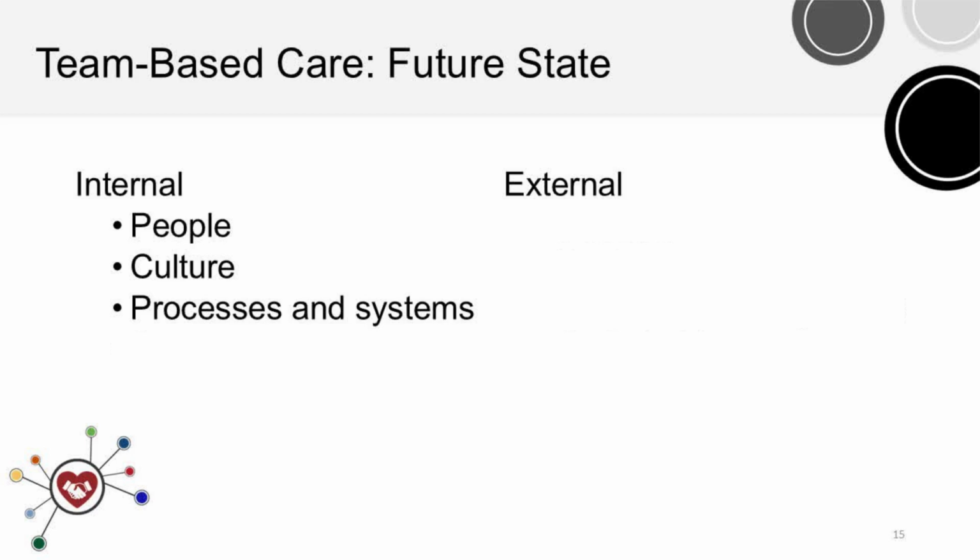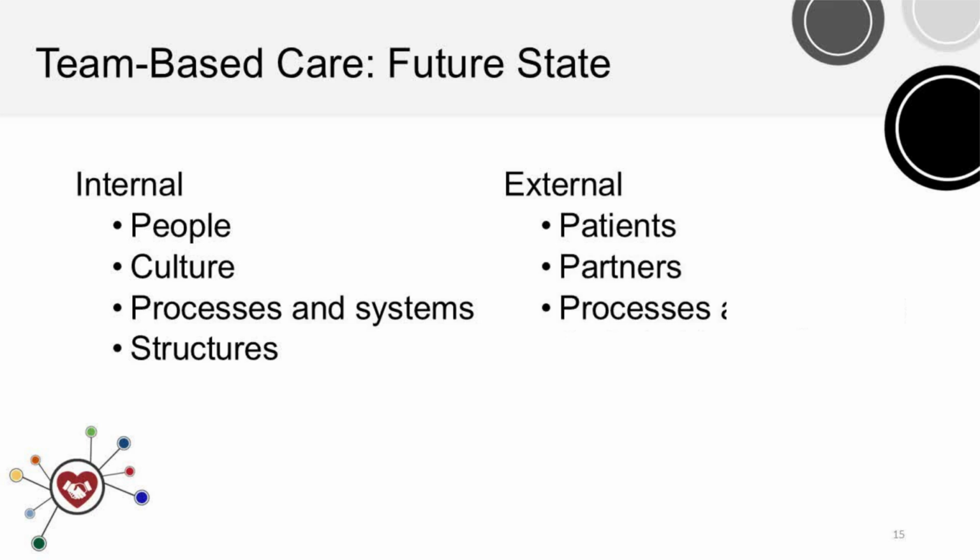Think about how the new model would change things for our staff, the culture of our organization, the process and systems that are used to run the practice, like the EHR, standing orders, the billing system, or quality reporting, and structures like office space, exam rooms, and meeting spaces. We will also want to consider what will or should change for those external to the practice, especially our patients, our partners, external processes and systems, and our stakeholders. Keeping all of these factors in mind as we define our future state will help us identify the gap between our current state and where we want to be.